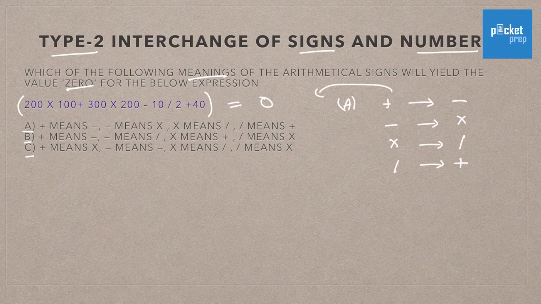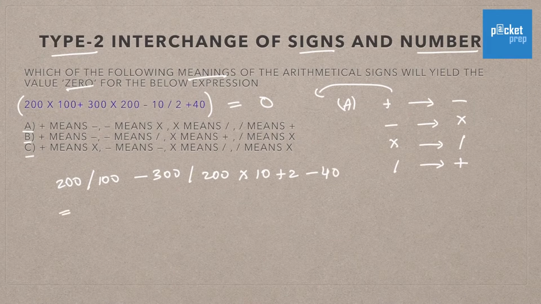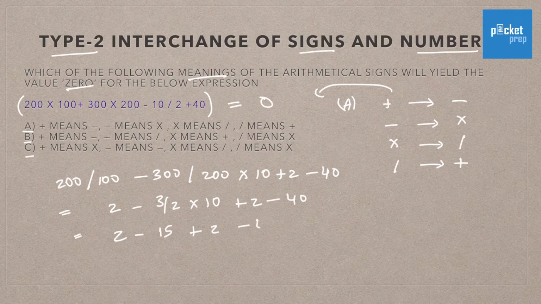Let's substitute this in the given expression. 200 divided by 100 minus 300 divided by 200 into 10 plus 2 minus 40. If you solve this according to Bodmas rule, we'll be getting the following steps. 2 minus 3 by 2 into 10 plus 2 minus 40. 2 minus 15 plus 2 minus 40. So this will not give us 0. So option A is wrong.